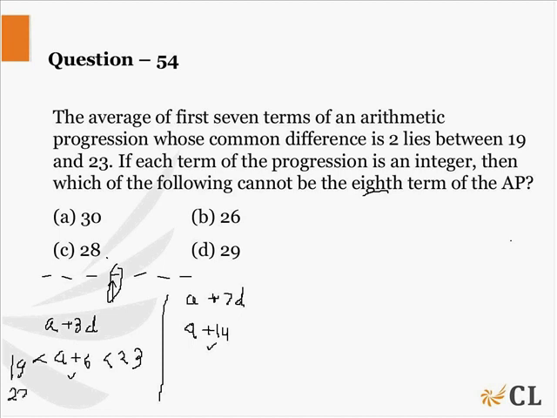less than a plus 14 less than 30. So from this I can say that a plus 14, which is the 8th term, lies between 27 and 31. So the possible values can be 28, 29 and 30. Clear? So which of these is not there? 26 is not there. That is my answer. Right? Do you have a doubt in this one?